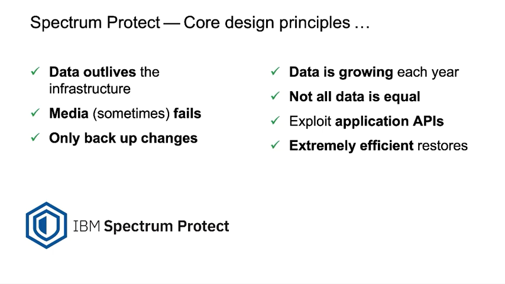Spectrum Protect only backs up changes. From its first release, Spectrum Protect has used a progressive incremental backup method to back up only the objects that change. There are no repeated full backups which waste time and resources. Data is growing each year. To meet that challenge, Spectrum Protect is designed with a relational database that can manage billions of objects. Spectrum Protect is designed to be deployed modularly like building blocks. You can implement just the features that you need, and then build on your deployment as you include other features.